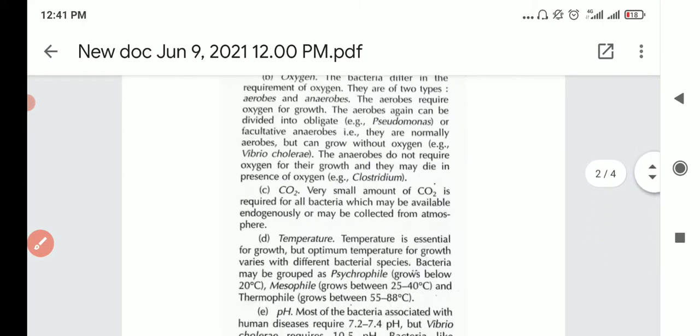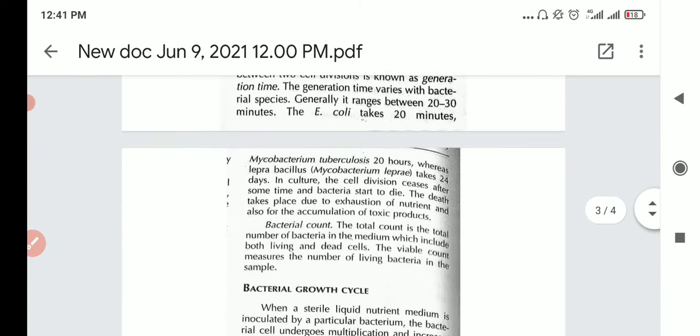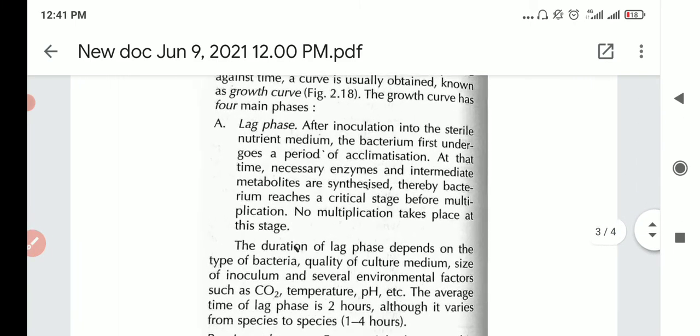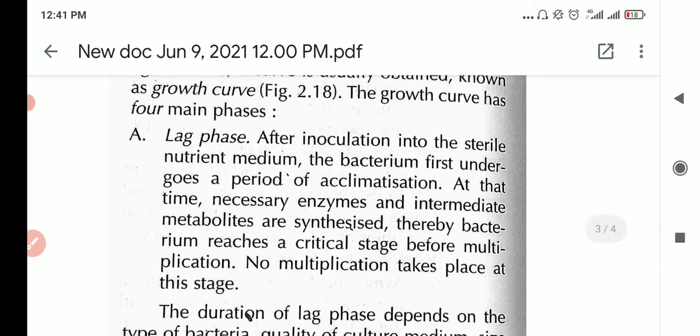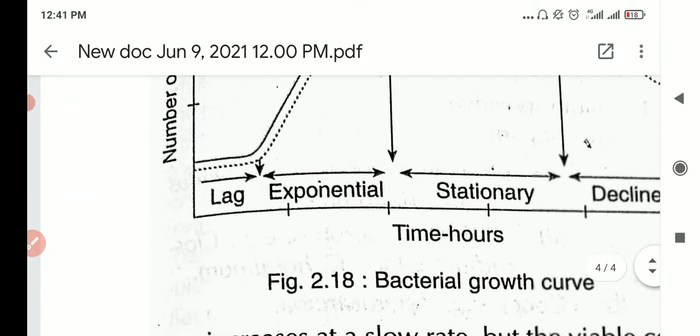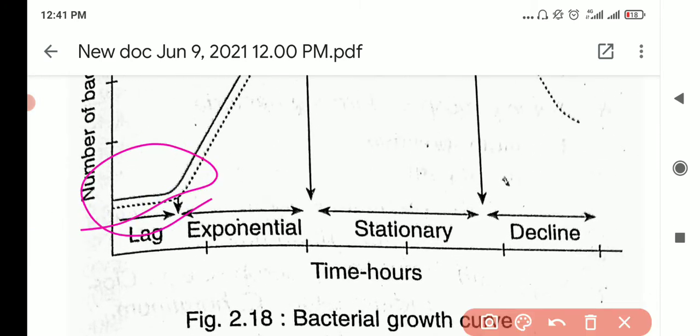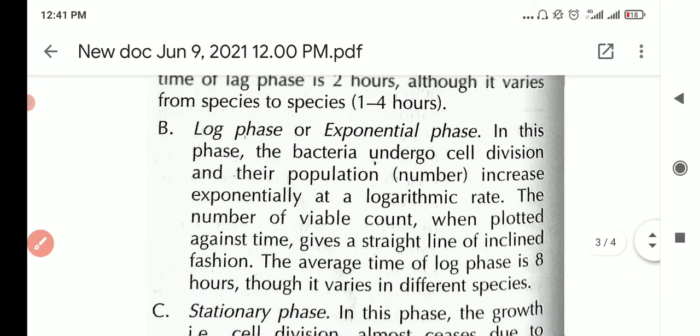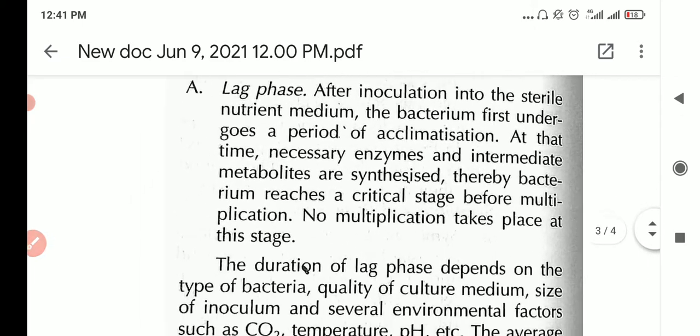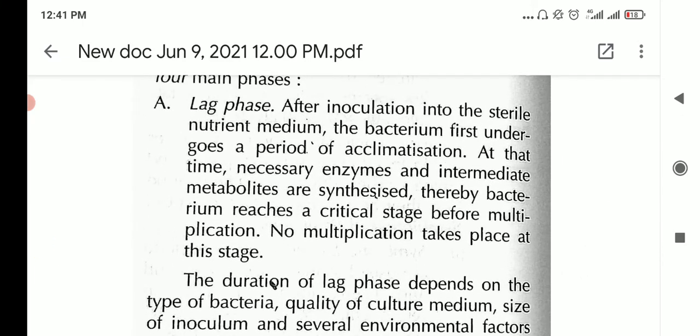So let me just read out. Okay, the first phase, when we just started, is called the lag phase, L-A-G. The lag phase is after you inoculated, or after you added the new bacteria into the sterile nutrient medium. Okay, a new person in a new place. You got it?